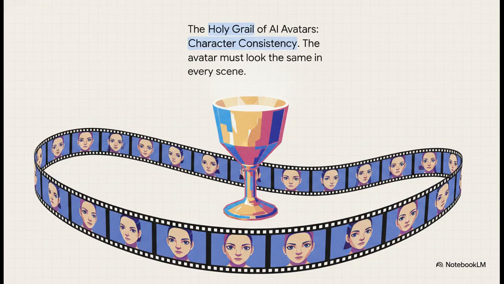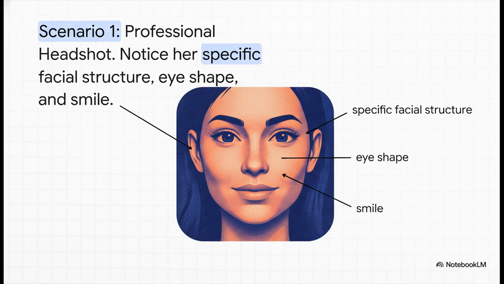But here's the catch. No matter which style you pick, you're going to run into the single biggest technical challenge of them all: consistency. I mean, what good is an avatar if they look like a different person in every single shot? Nailing this is the holy grail. Let's look at an example to see what I mean.